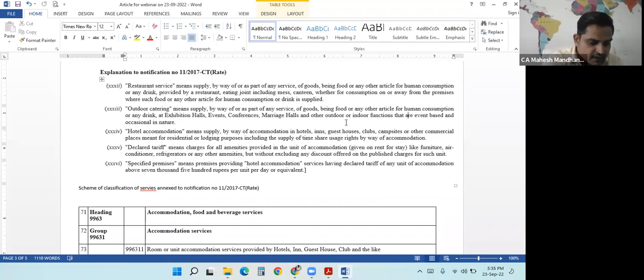Number one, if the supplier is providing hotel accommodation at specified premises, that is, hotel accommodation with declared tariff of more than 7,500 per day. Second, even though the supplier is not providing hotel accommodation, if that supplier is located in specified premises, even then the rate of tax will be 9%.